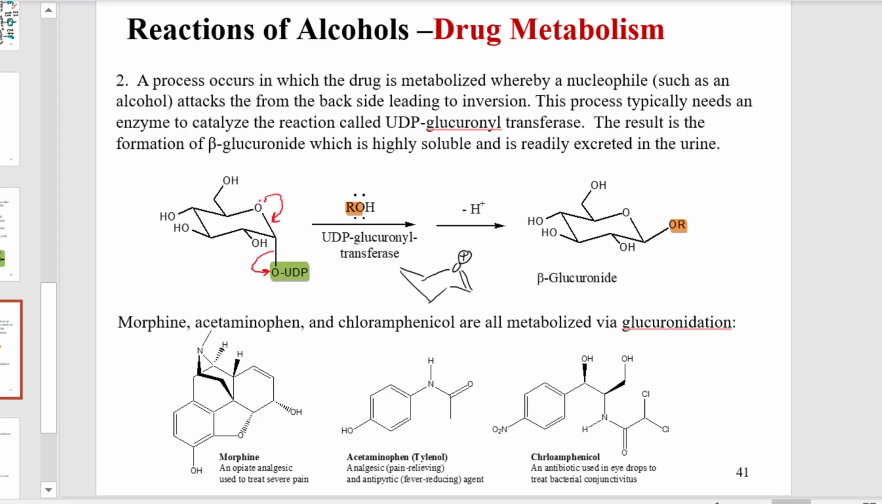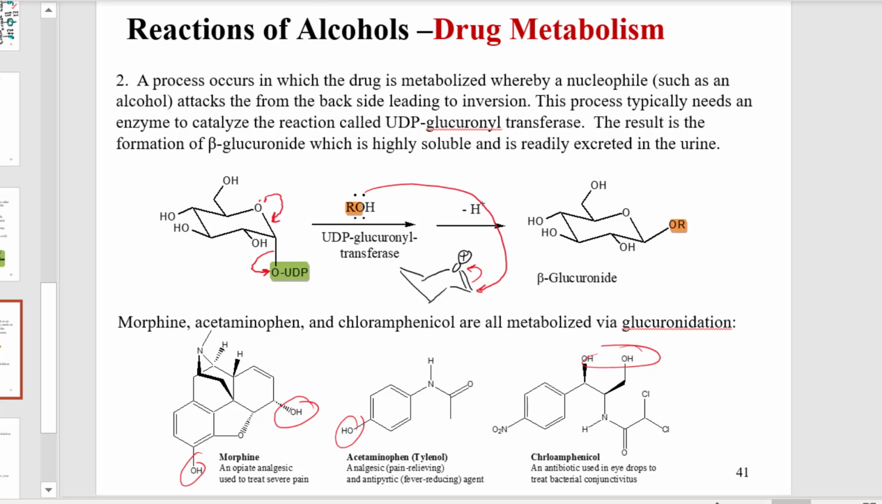And then it attacks from the equatorial position. Much easier to come at from the equatorial position because there's a lot less steric hindrance. And you can see that the alcohol then is displaced. So this is exactly how our bodies would metabolize certain drug compounds like morphine, acetaminophen. You can see they all have alcohols, right? Alcohols that can perform the chemistry.